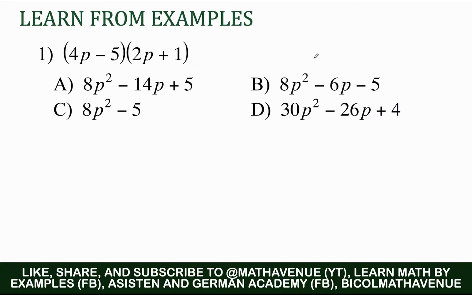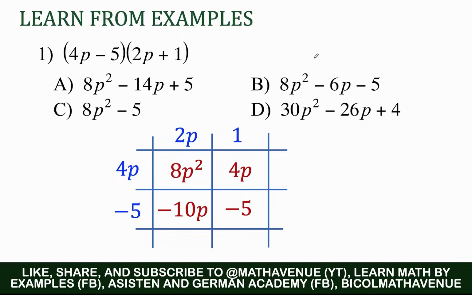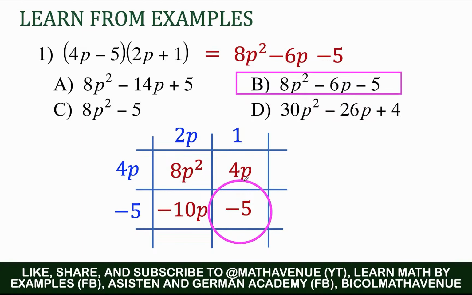Now let's solve this problem. The quantity 4p minus 5 times the quantity 2p plus 1. So again, let's use the grid method. 4p minus 5 at the left and 2p plus 1 at the top. And perform the multiplication box by box, pair by pair. And the final answer would be this, 8p squared. Let's put it there. Notice that negative 10p and positive 4p are like terms. So we can combine them to negative 6p and copy minus 5. That is now our answer.